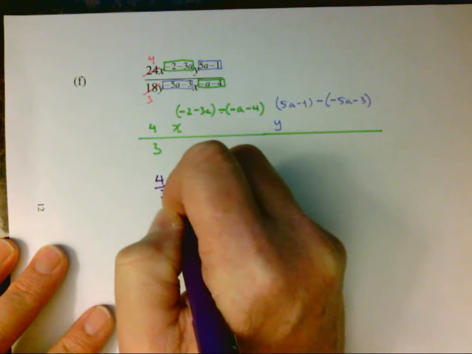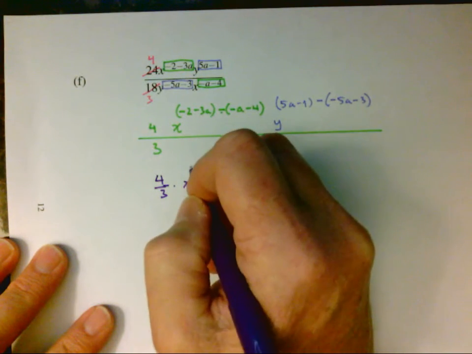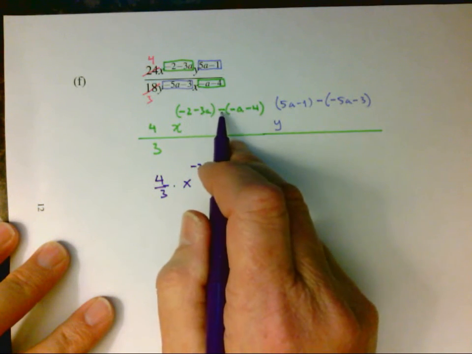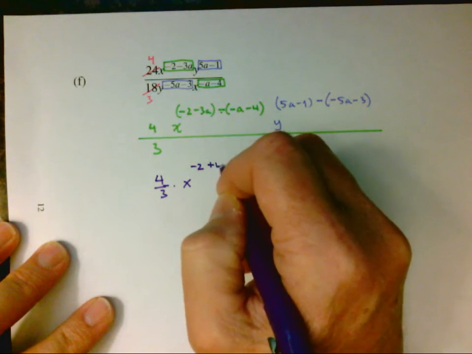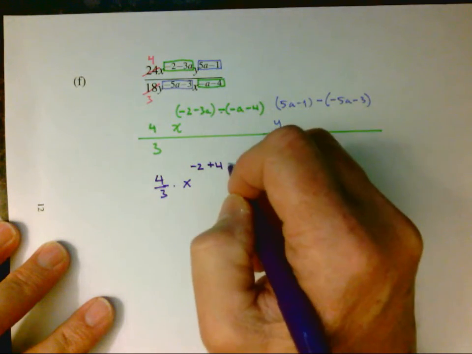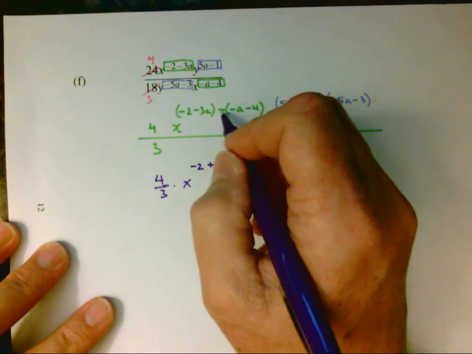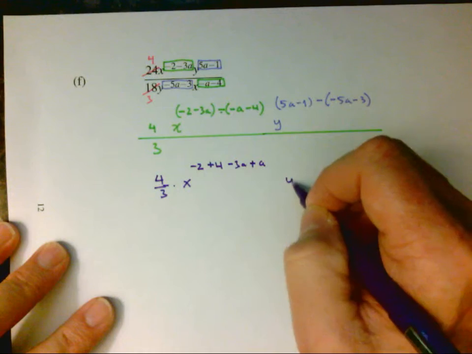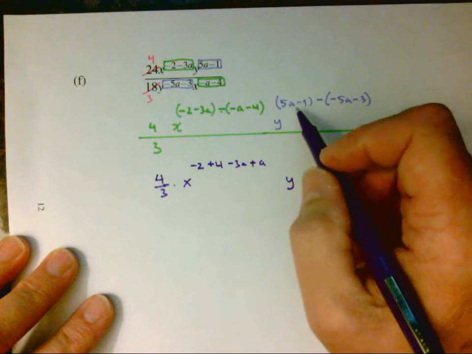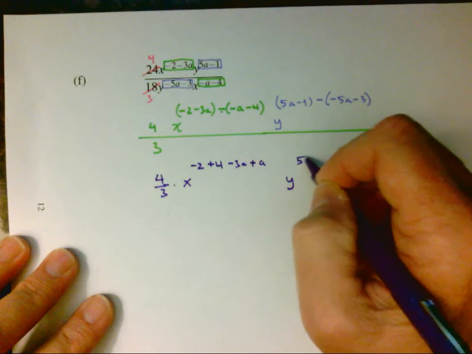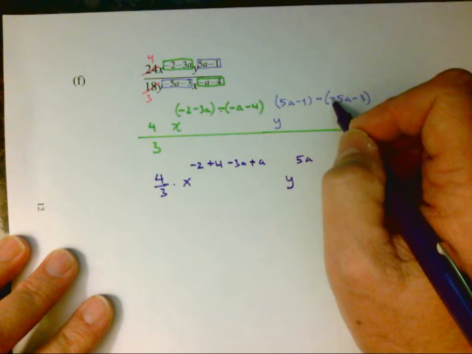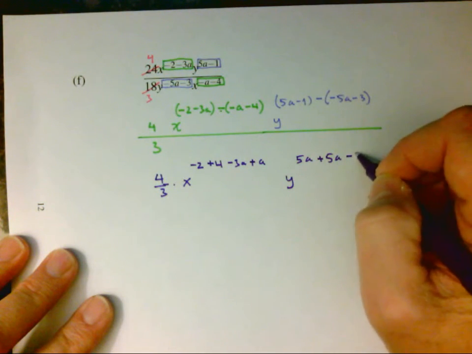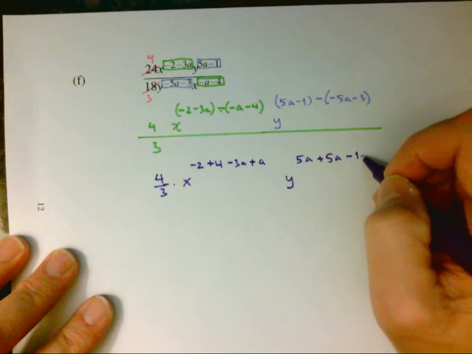This is going to be 4/3 times x to the negative 2. I'm combining like terms now, so it's going to be negative 2 minus a negative 4. That's the same as negative 2 plus 4. And then a minus 3a minus a negative a. That's the same as plus an a. And I'm going to do the same thing with the y's. There's going to be a 5a minus a negative 5a. That's the same as adding an a. Then minus a 1 minus a negative 3.